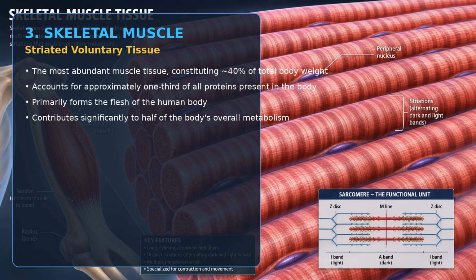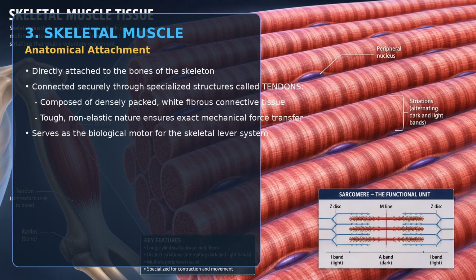Finally, we look at skeletal muscle tissue. This is the most abundant muscle tissue in the human body, constituting approximately 40% of total body weight and accounting for 1/3 of all body proteins. Skeletal muscles form the primary flesh of the body and contribute heavily to overall resting metabolism. They are directly attached to the bones of the skeleton through densely packed, white fibrous, non-elastic connective tissue structures called tendons.